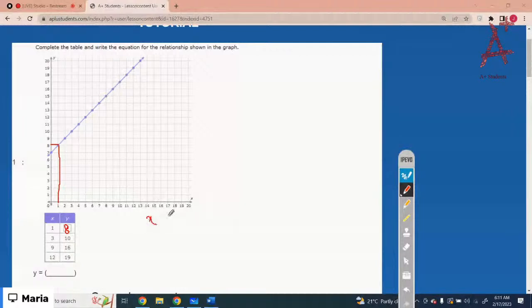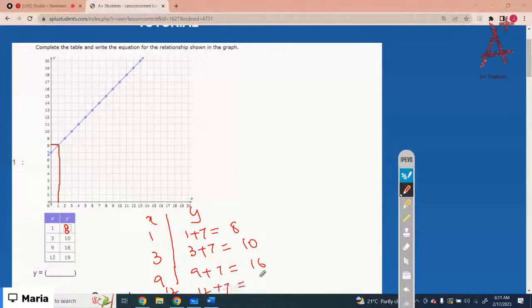Here you have x and here you have y. When x is 1, y is 1 plus 7 equals 8. Got it? When x is 3, y is 3 plus 7 equals 10. When x is 9, y is 9 plus 7 equals 16. That means for each value of x, you have to add 7 to get the value of y. Got it? So it would be 19.